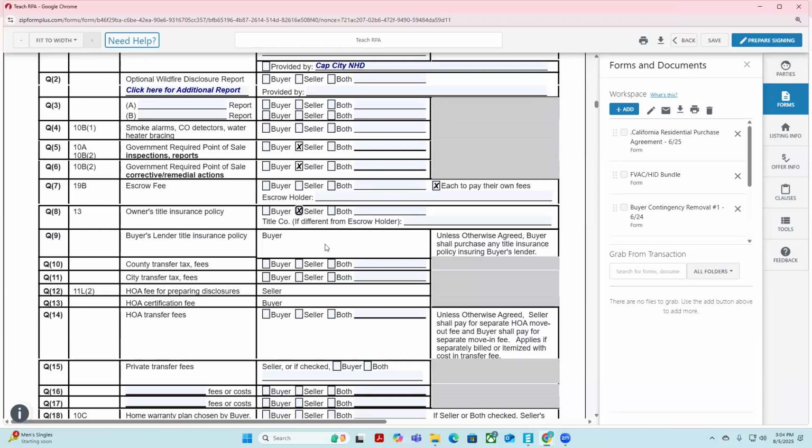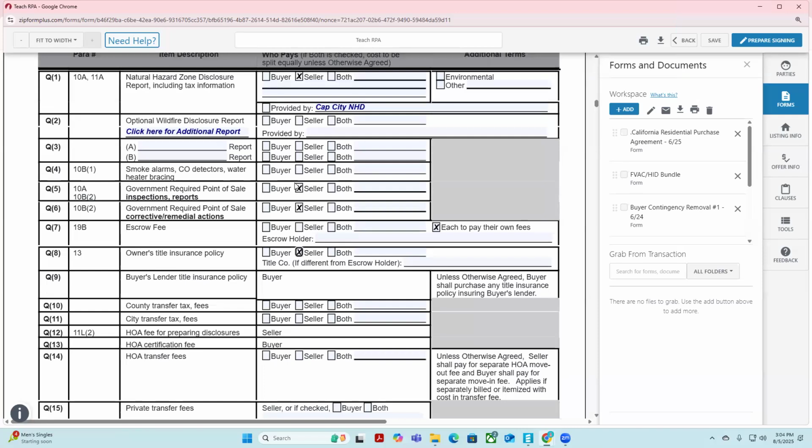Back up to 5 and 6. When you checked seller, you said seller pays for the fixes. Does the seller also pay for the initial inspection by checking those boxes? Q5 is who pays for the inspection. Q6 is who pays for the corrective or remedial actions from the inspection. So you check both, one saying who's paying for the inspection, the other who's paying to correct the things in the inspection. I understand. Okay, thank you.